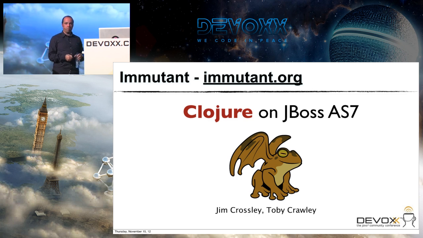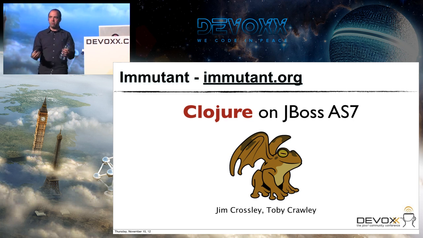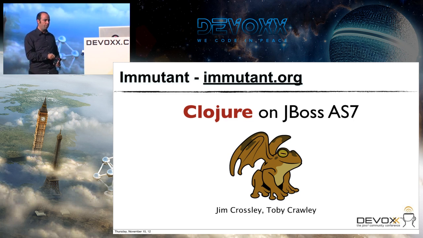Another community within the JBoss Polyglot group is what we call Immutant. Now, how many of you have used Clojure? 3, 4, 5, 6. Oh, more than Ruby. Interesting. So effectively what we're doing with Immutant is provide an application server for Clojure applications.